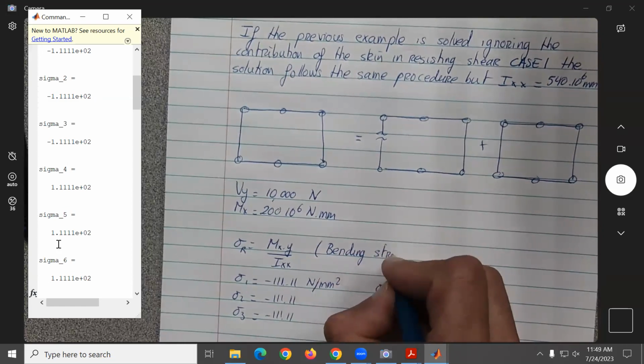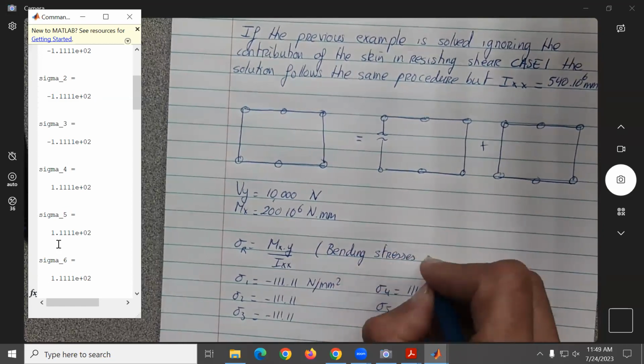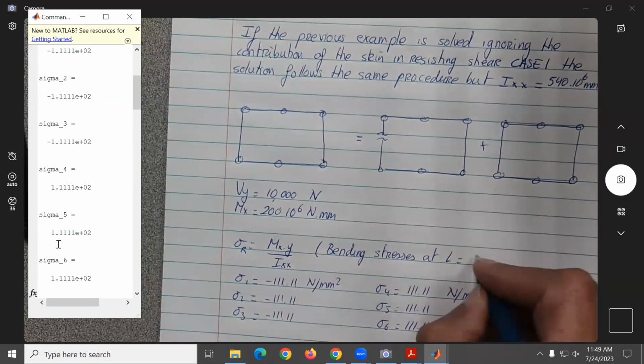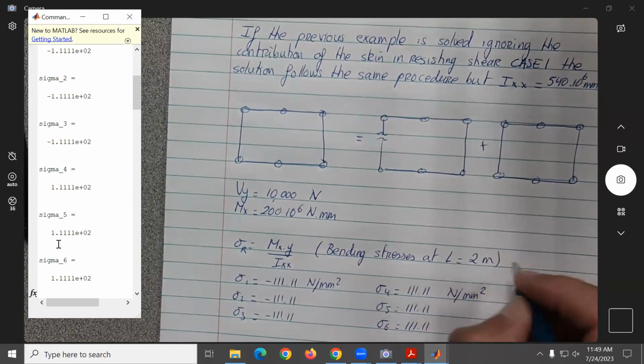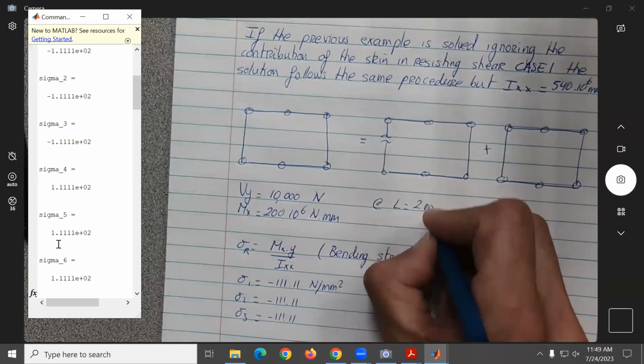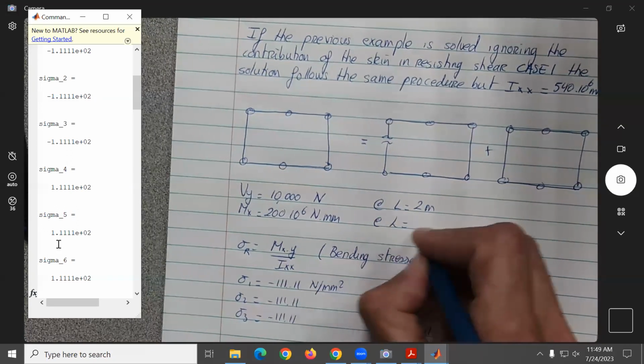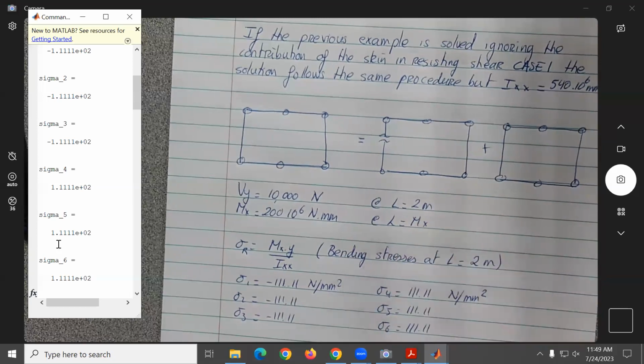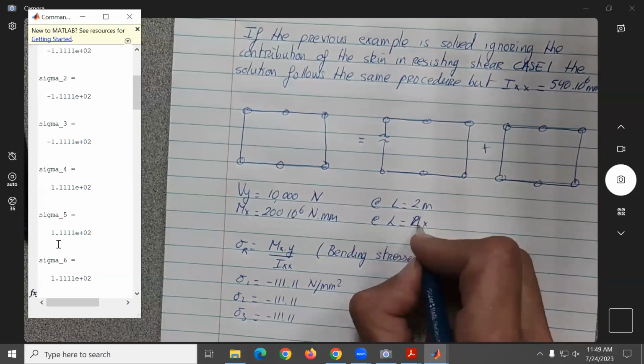Bending stresses at L equals 2 meters. Okay, this is at L equals 2 meters. This is the value, and at L equal 2 meters, this is the bending moment. At L equal 2 meters. Sorry.